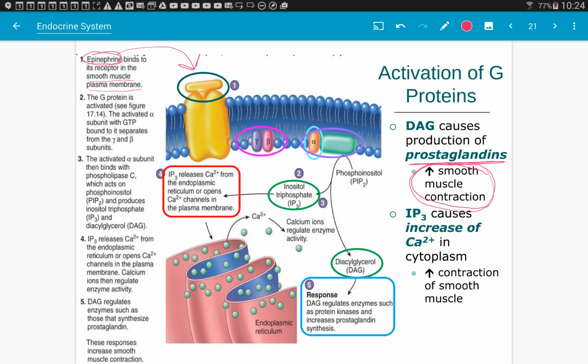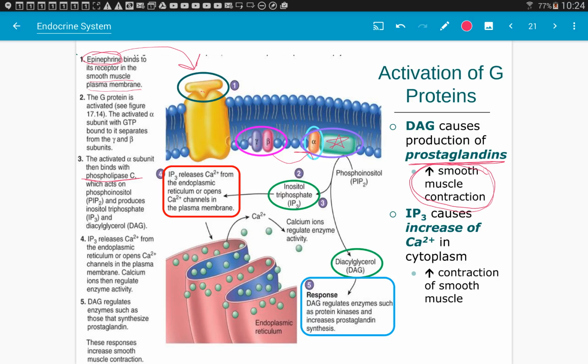So it binds to the receptor. When it binds to the receptor, it activates our G protein, our gamma, beta, and alpha subunits. When it activates, alpha scoots on over. Alpha is always the one that scoots over. And that activated alpha then binds with what we call phospholipase C. This is that right here, phospholipase C.